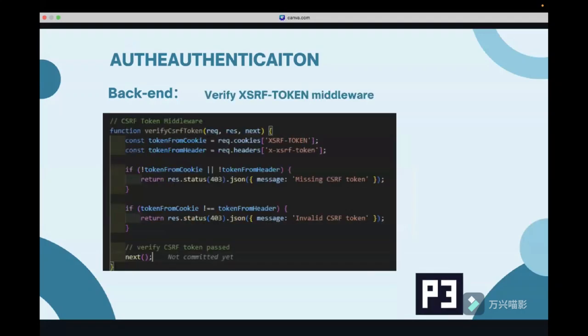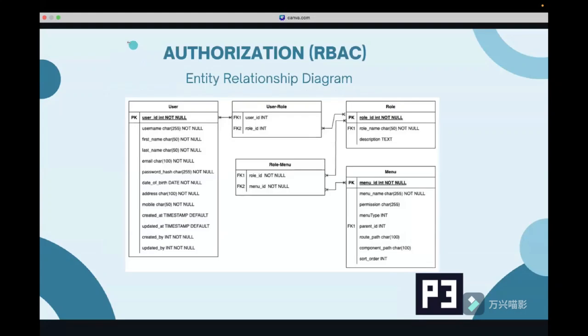And this is the backend verifying the XSRF: we compare the token from the cookie with the token from the HTTP header. If both are the same, we let the traffic go through. Okay, for the next part, I'll hand over to the next presenter.